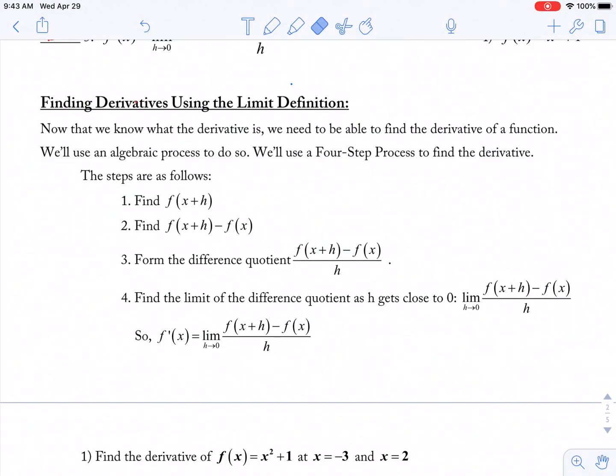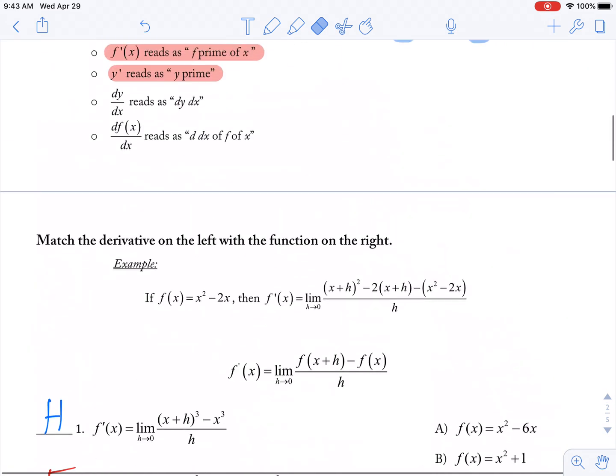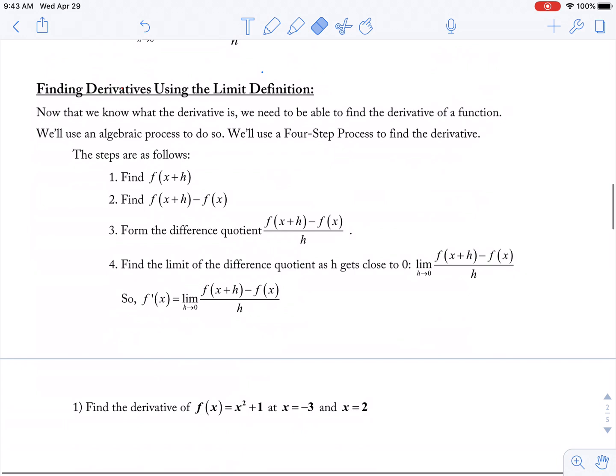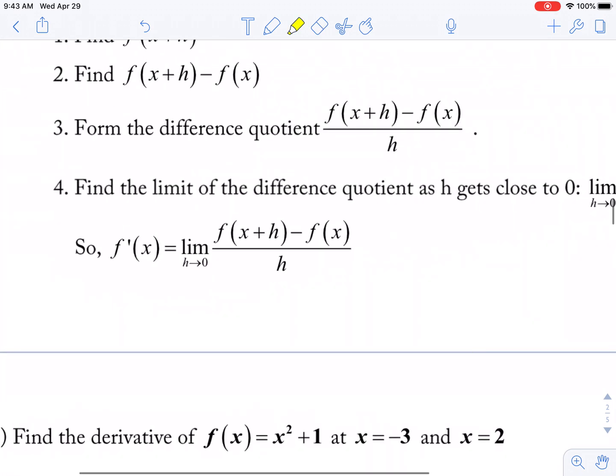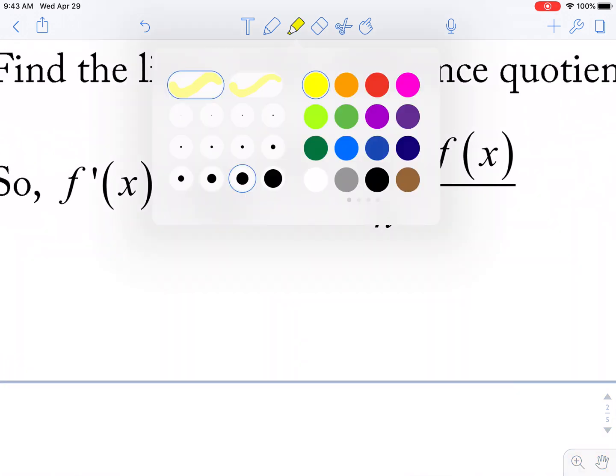All right, welcome to day 2 of definition of a derivative. Using what we learned from before, we already finished this part of the notes. We're just scrolling down here. We're on this next part, which is find the derivatives using the limit definition by hand. It's a 4-step process. First, let's go back and note what the definition of a derivative is.